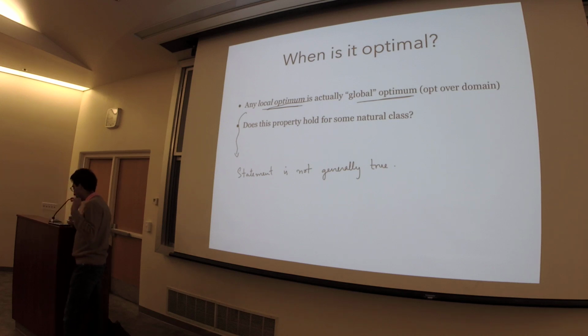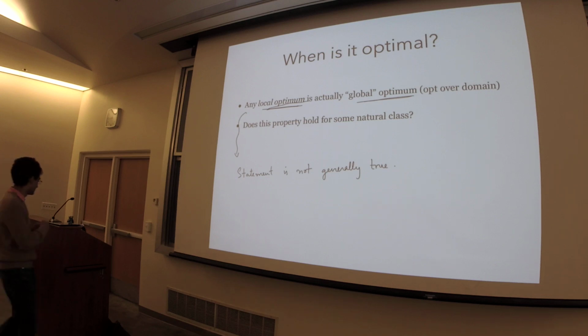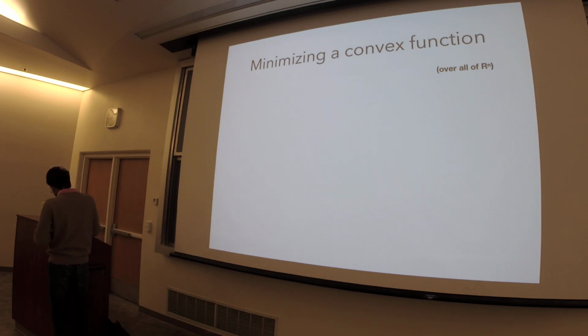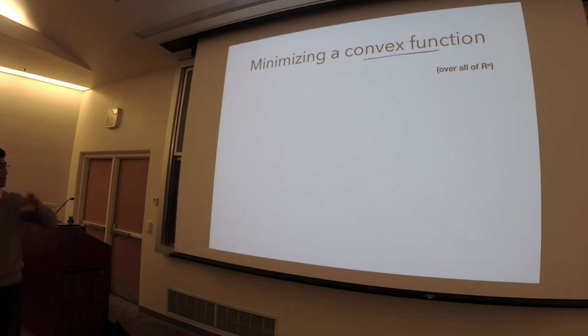But there is one very important class of problems for which any local optimum is actually a global optimum. Have you guys seen any such examples? Again, going back to gradient descent. Convex. Yes, convex functions are one of the most common examples. So what is a convex function? Note that this holds only for minimizing a convex function. It does not hold for maximizing a convex function.